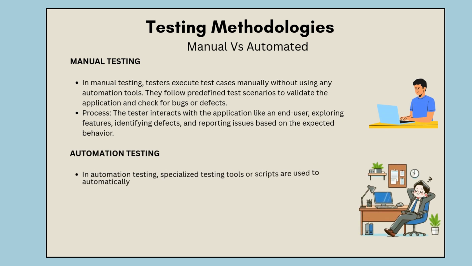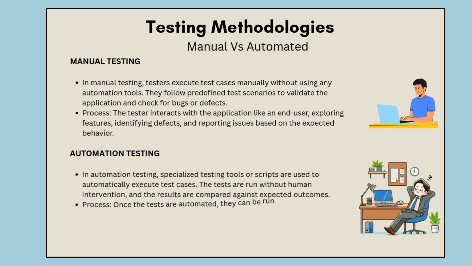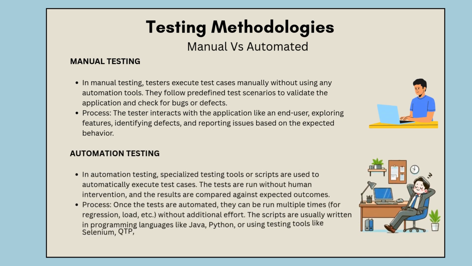Now, automation, this uses special tools or scripts to automatically execute the test. They are run without human intervention, as in you click play on the script that's already written, and then the computer does the rest. So the way this is done is, let's say you write a test script on a login page. You type the email, the password, and then you click login.